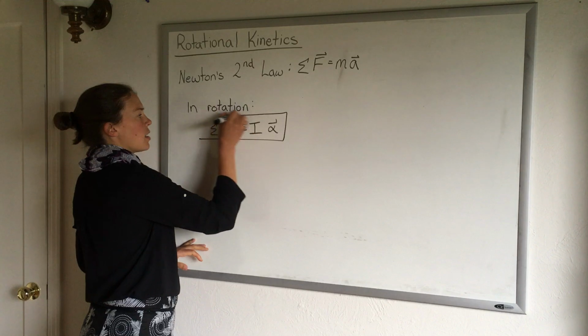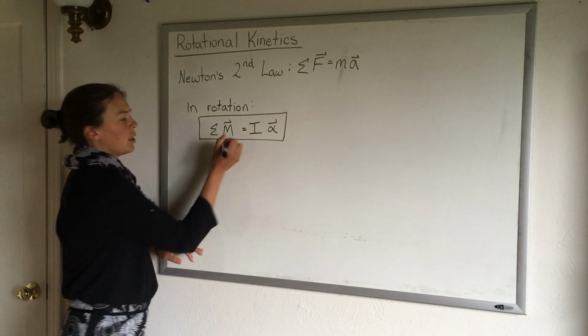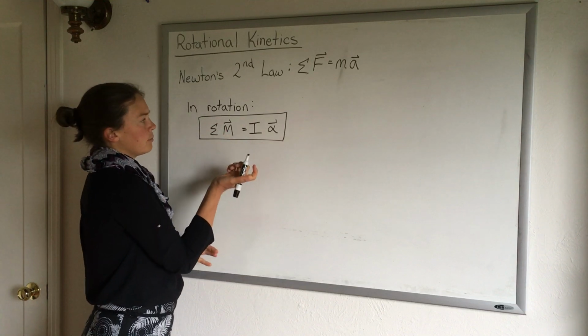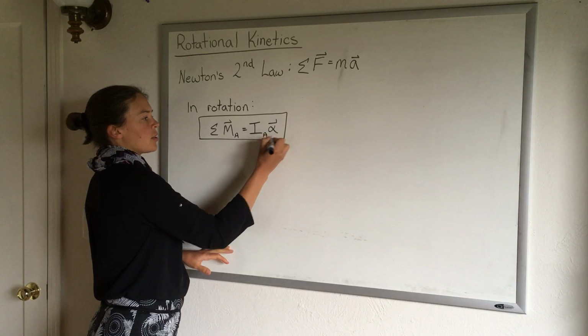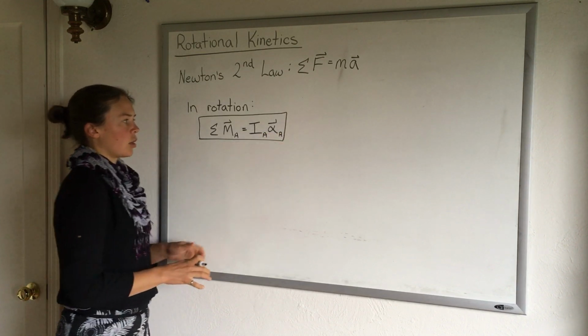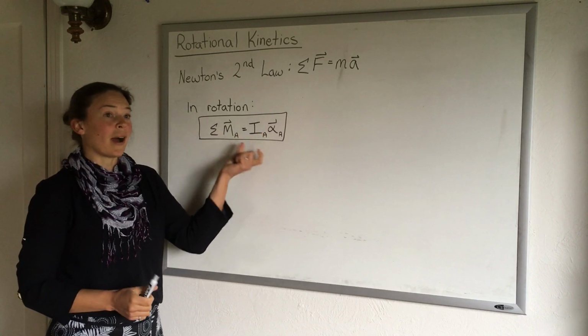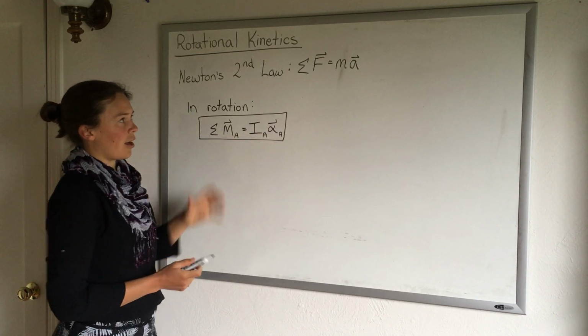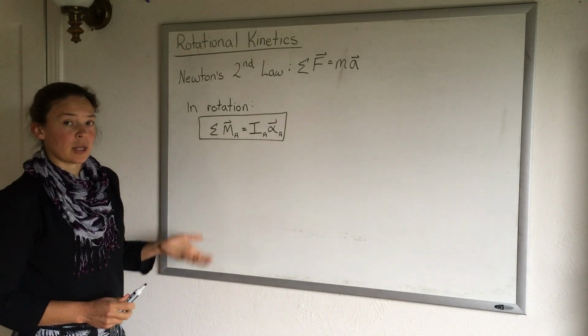And so this is sort of our governing equation for this section of the textbook, or for this section of our work. I'm also going to say that these need to be about the same point. So the sum of the moments about some point A has to equal the mass moment of inertia about that same axis A times the angular acceleration alpha. So a couple things I want to point out here.